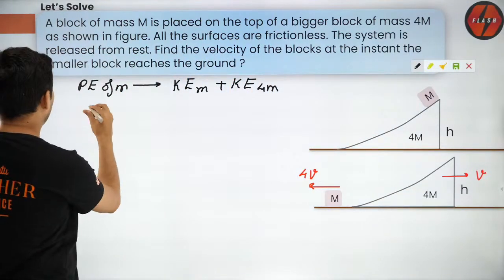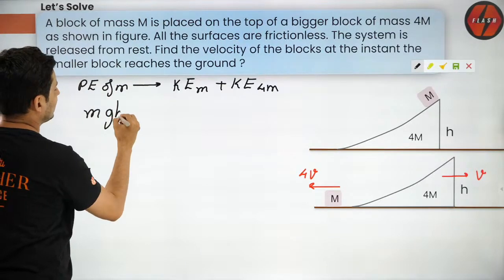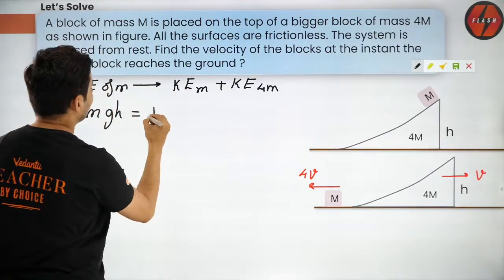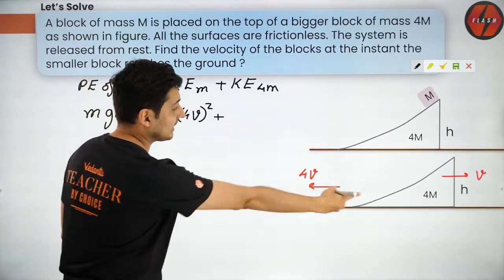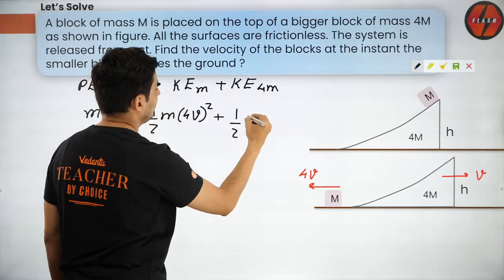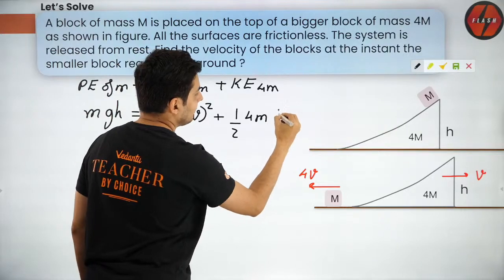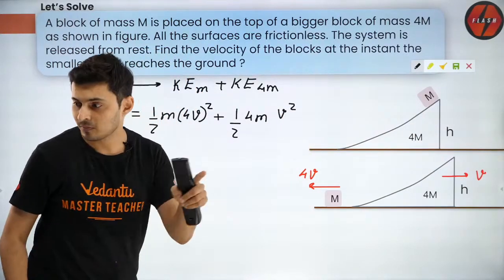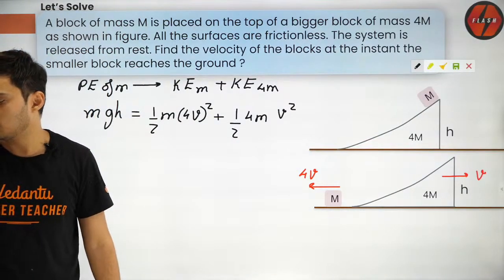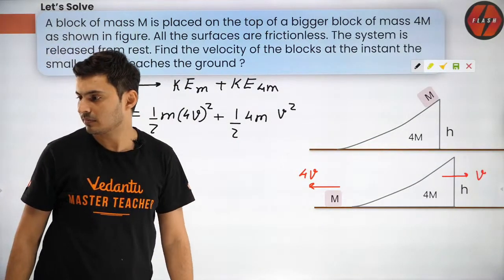Understand? So, what is the potential energy of m? It is mgh. And what is the kinetic energy of m? It is half m (4v) square. And what is the kinetic energy of 4m? It is half 4m and v square. Notice I have put a plus because it's a scalar, not a vector. Very good. I hope this is clear.